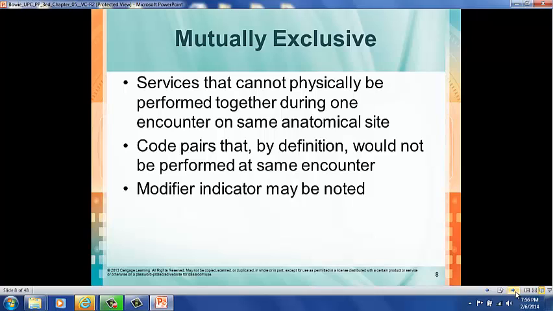Mutually exclusive codes are codes that cannot physically be performed together during one encounter on the same anatomical site, or code pairs that, by definition, would not be performed at the same encounter. The mutually exclusive code pairs, in certain instances, can be billed together if a modifier indicator is noted. Remember the following. One, the standard of care is to accomplish the overall procedure. And two, to successfully complete a procedure, another procedure may also need to be performed, but these procedures may not be separately billable depending on NCCI.